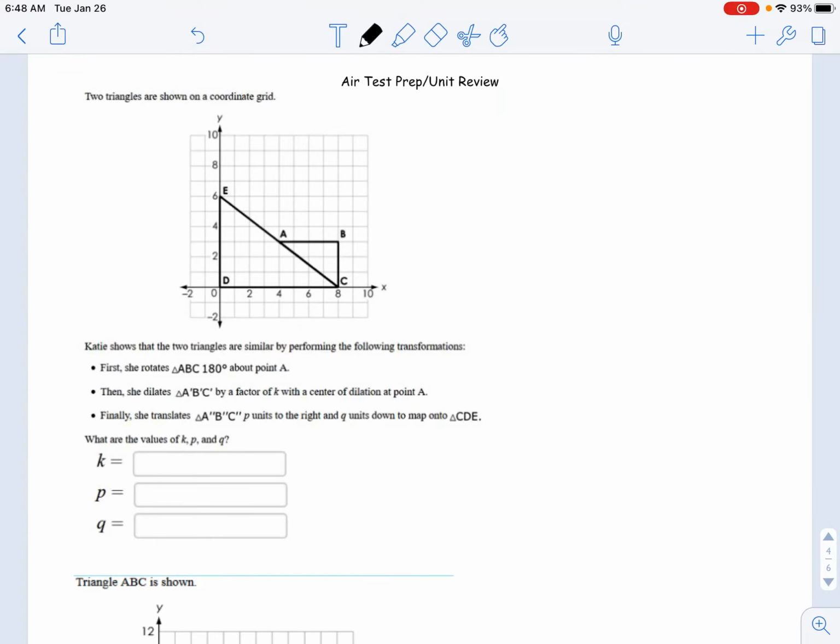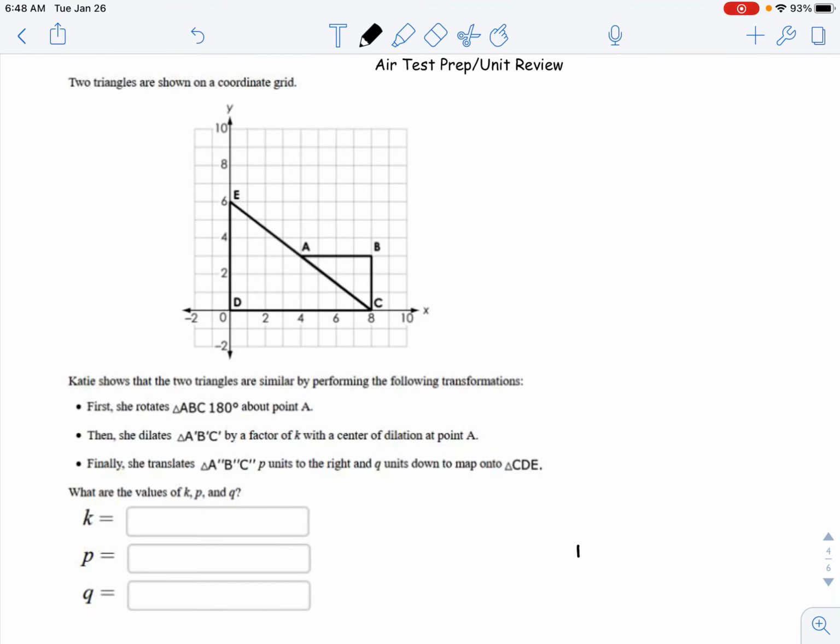Alright, so this next one is kind of a review of some dilation stuff we did, which I like because we're kind of halfway through the unit. So we're reviewing some of the earlier material, and moving forward we're prepping for the air test. Alright, so this one right here.